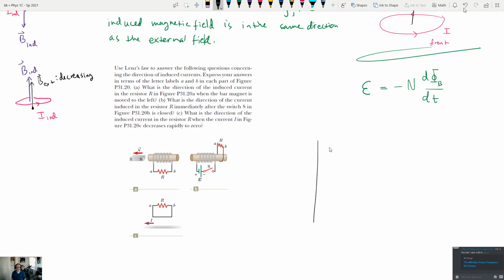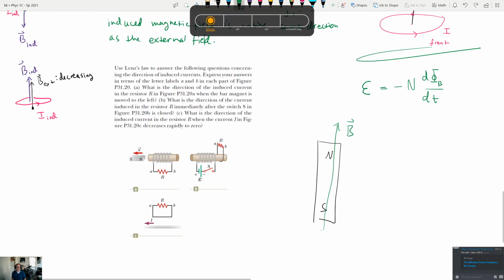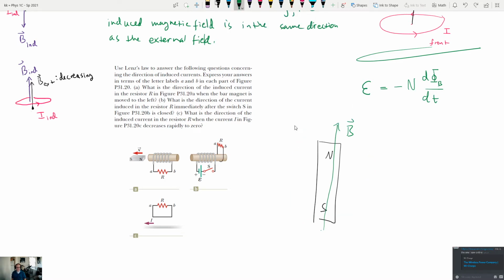So if I have a north-south magnet like this, then you basically just treat it as if there's a magnetic field that goes like this. It's the easiest thing to do. It also loops around, but you don't really need to worry about that too much. The strongest part of the field points like this. So here's a magnetic field, and it's going away.